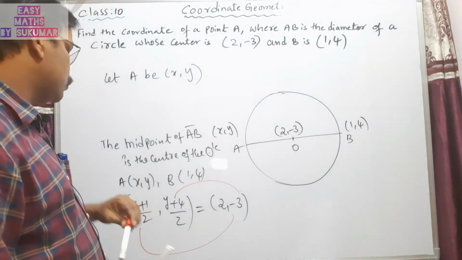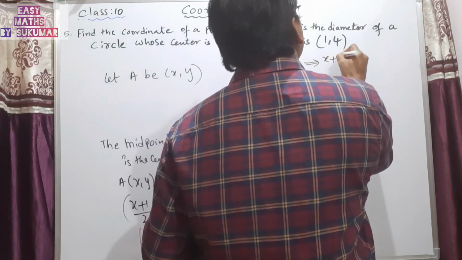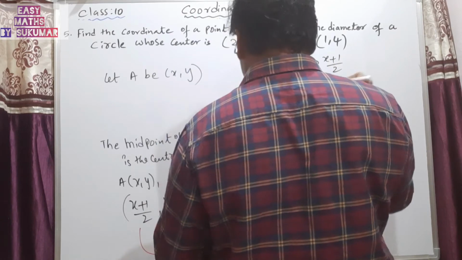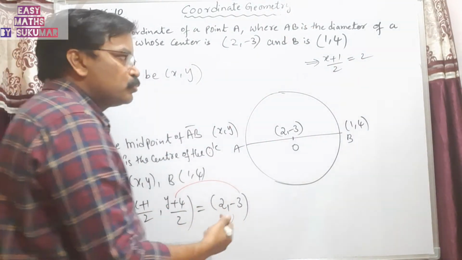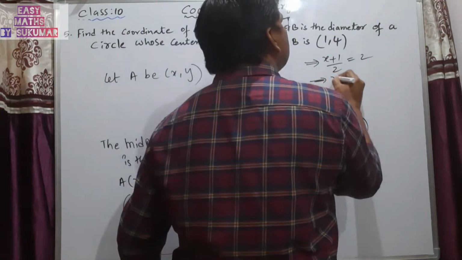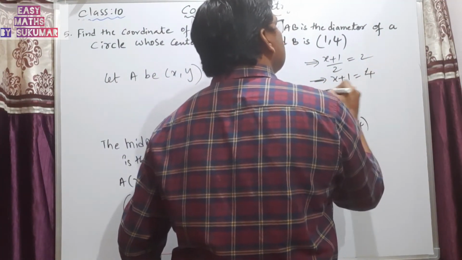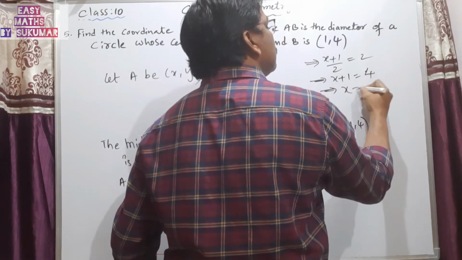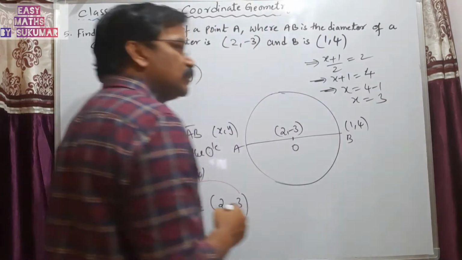Now students, this implies (x plus 1)/2 is equal to 2. So here x plus 1 is equal to 2 times 2, which is 4. So x plus 1 is 4 means x is equal to 4 minus 1, so that is equal to 3.